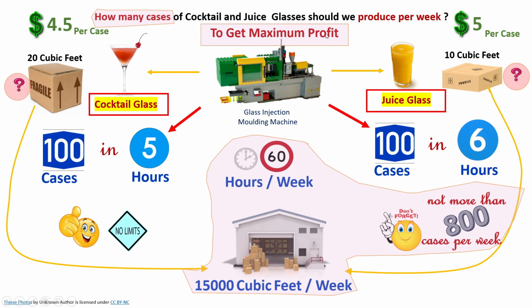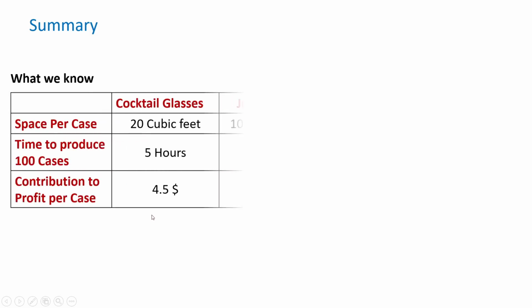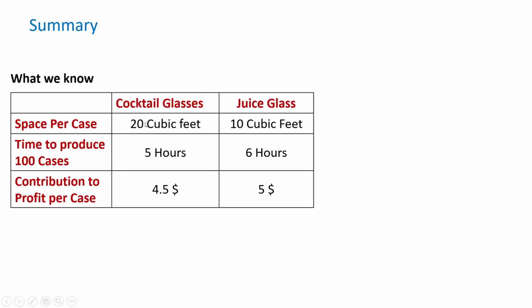So I've put up the original problem from the book, and you can pause the video and also read this problem. But the story that I have told in the previous slide is actually capturing this narrative. So in summary, what we know is as follows. The space occupied by every case of cocktail glass is 20 cubic feet, and the space occupied by every case of juice glass is 10 cubic feet.